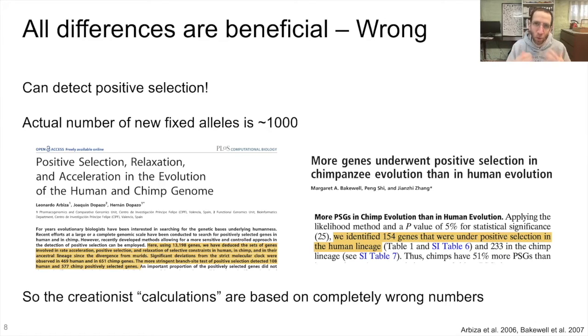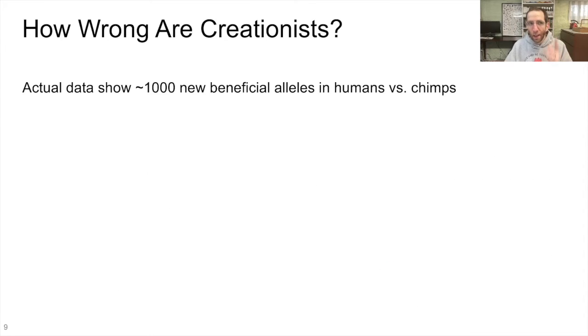The actual number of new beneficial alleles within the human genome is in the literature, and creationists can find it if they want to look for it, and it's about 1,000. That's kind of a problem, right? Let's see just how big a problem it is.